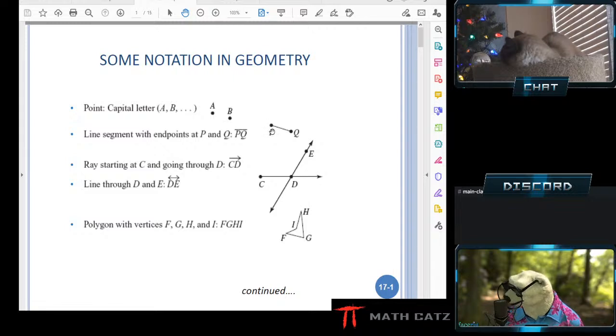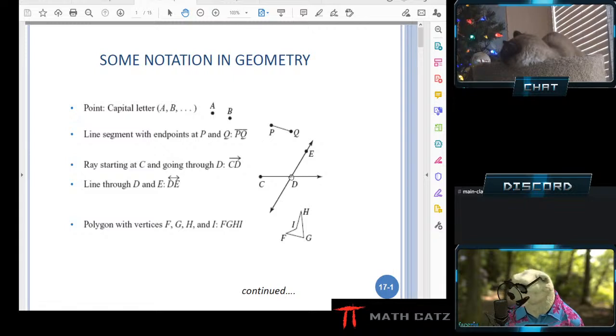Then 2 points can be connected with a line. We'll call that a line segment, ending at the points sometimes. And that line segment can be represented by just indicating the 2 points that it goes between, and maybe a line over top to indicate that's a line, not just two separate points.